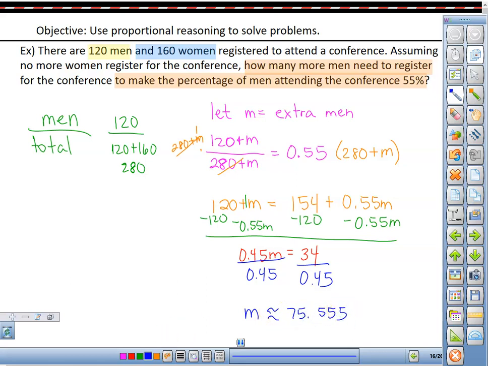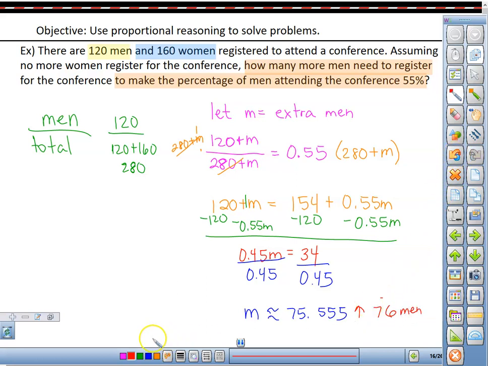75.555. So what I have to understand here in context is this obviously doesn't make sense for an extra number of men. And dropping it to 75 wouldn't be enough men. So I have to make sure that I round this up. Even if this had been like 0.12 or something like that, I'd still have to round it up to 76 men.